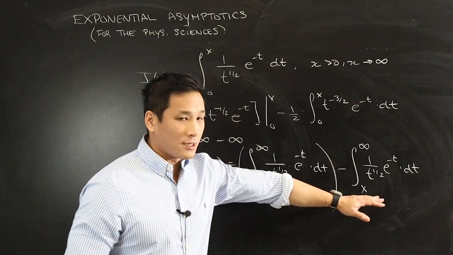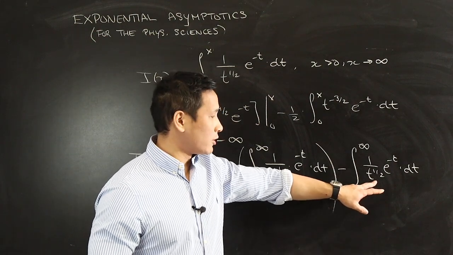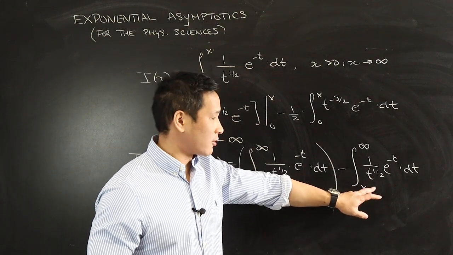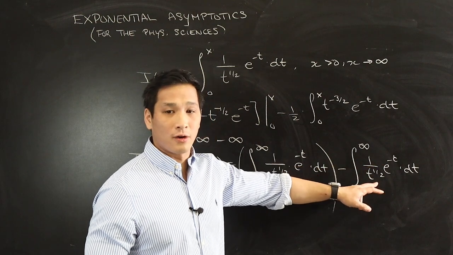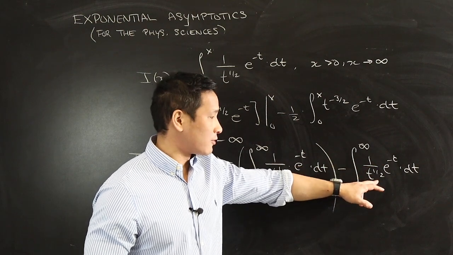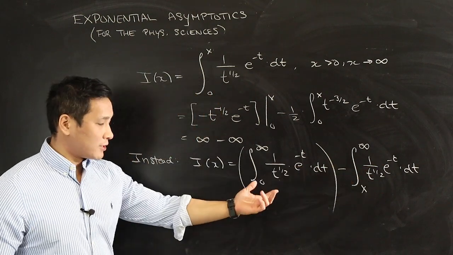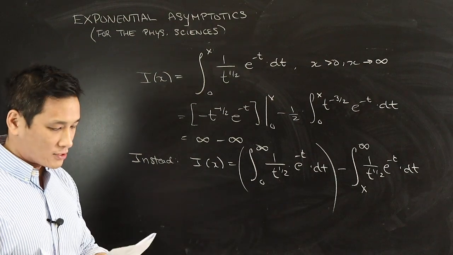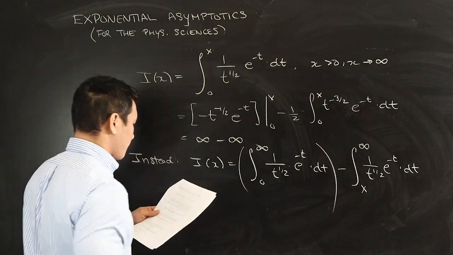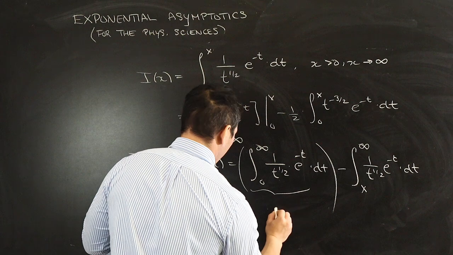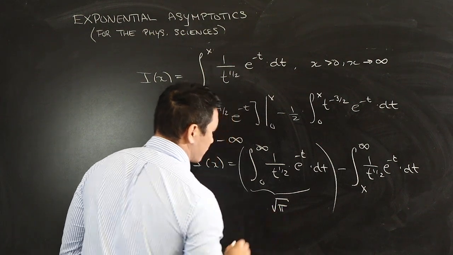Now, you can kind of see in your head that this is now going to work. When you do the integration by parts here, you no longer have the problem of putting in a 0 in the 1 over t to the 1/2. And this guy here is just a number. This one here is root pi, related to the gamma function.